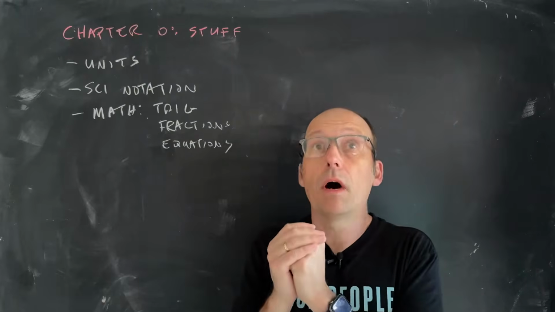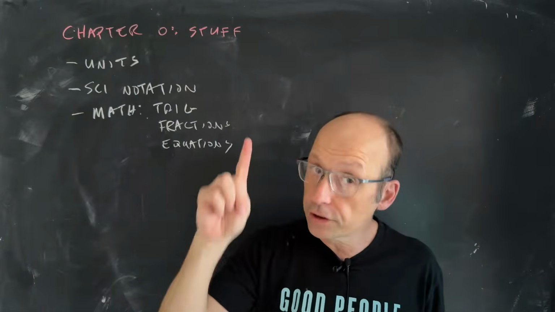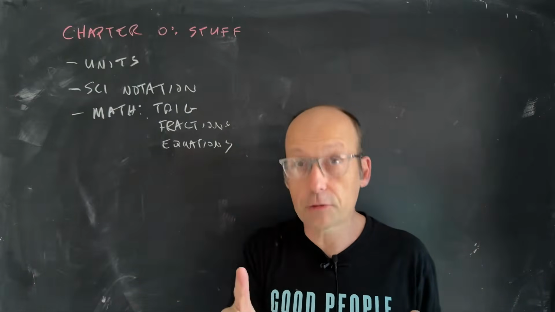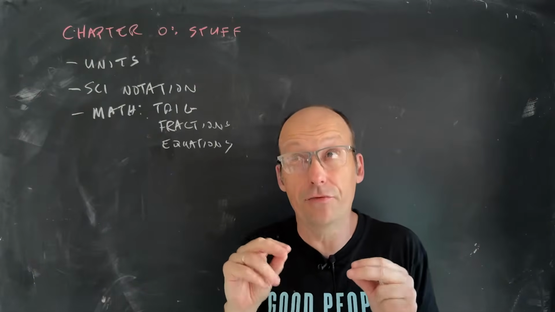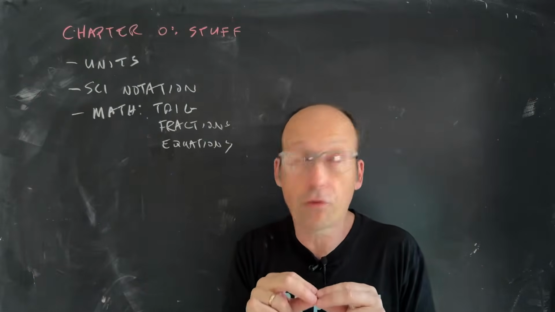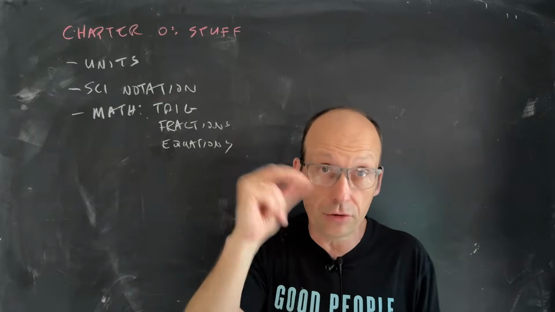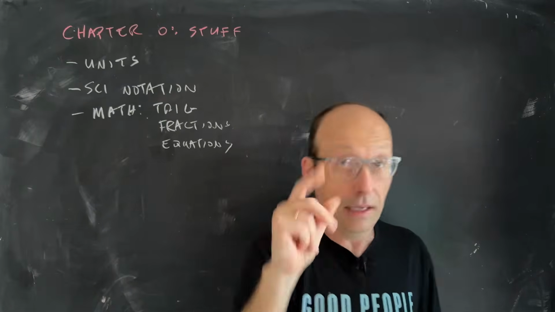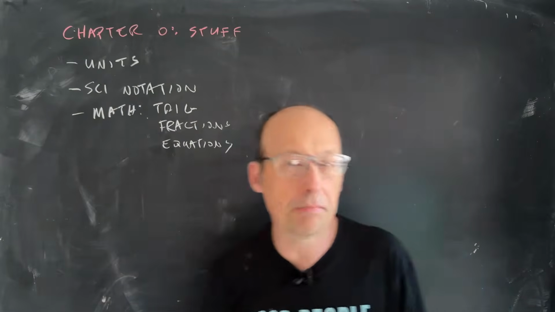Physics 1910, Physics 01 I like to call it. First semester of algebra-based physics, first chapter. I'm calling this chapter 0 because it's stuff that's not really physics. And you may have already seen this before. Hopefully you've seen some of this before. But I want to go over some of the fundamental things that you need to get started into algebra-based physics. And we're going to talk about units, scientific notation, and then some basic math stuff.